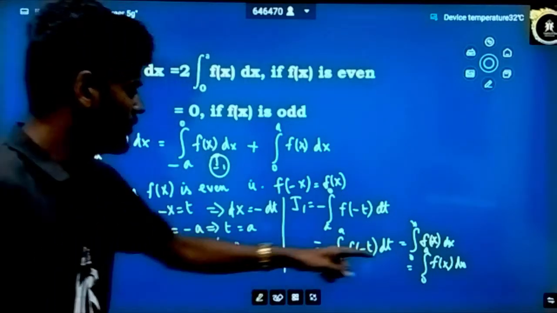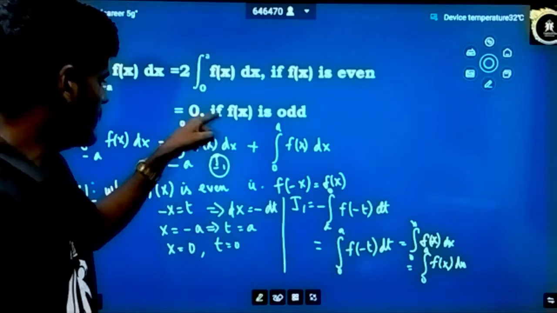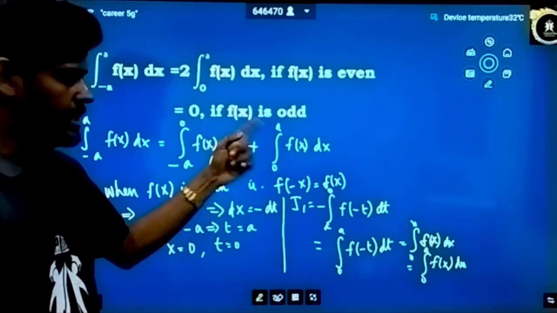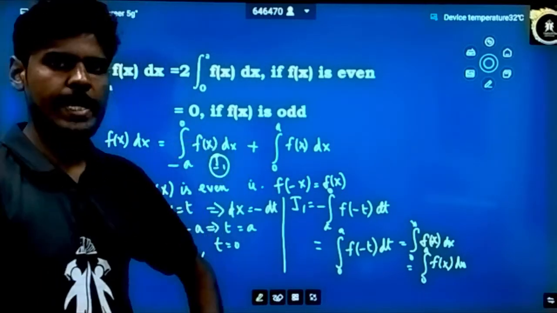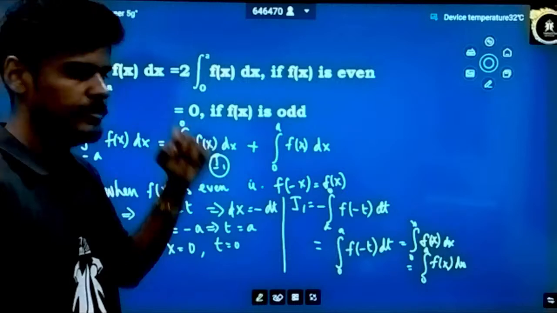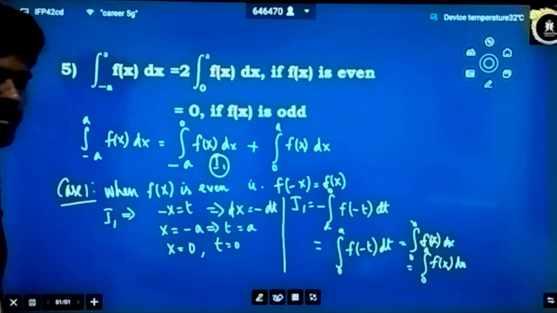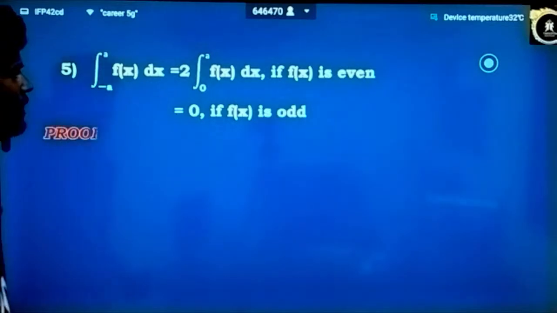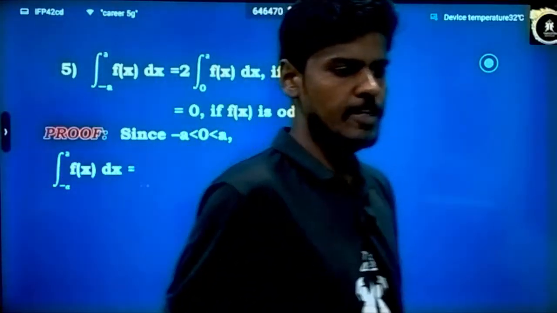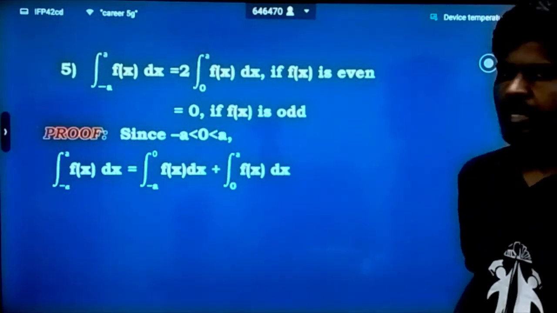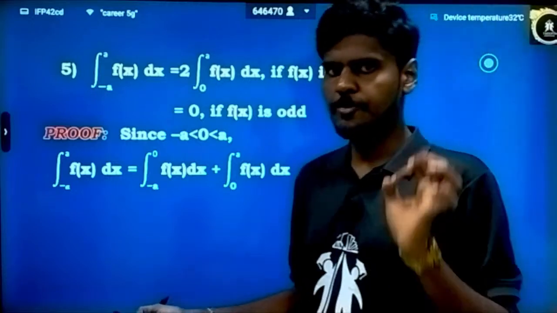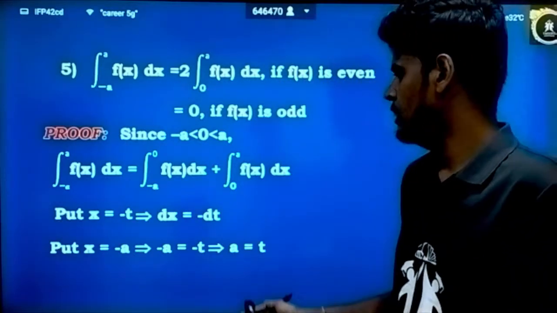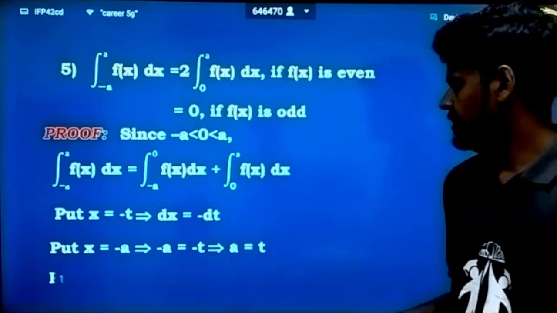And for the first one, we get this I1 as the integral 0 to a f of x. The second integral is also the same. That means we are adding the integral 2 times. So 2 into the integral f of x dx. Proof is done. Easy. So proof for these functions is very easy actually, and you can expect questions on proof from the definite integral in your boards. So this is again very easy.